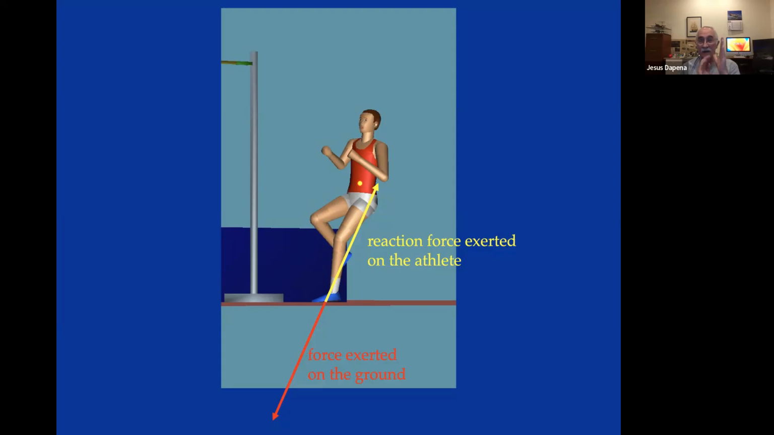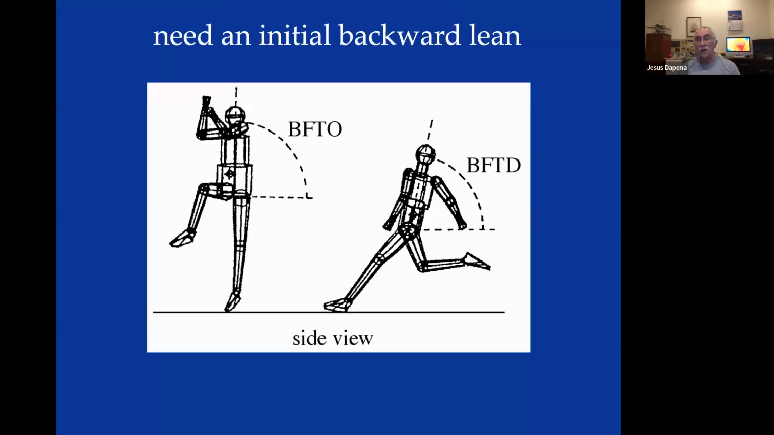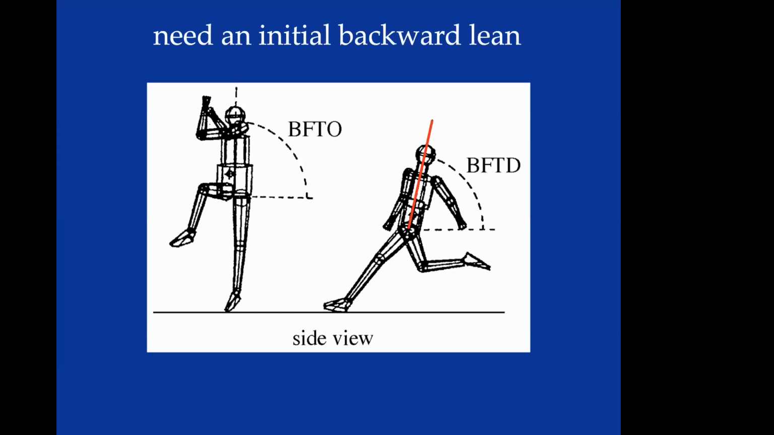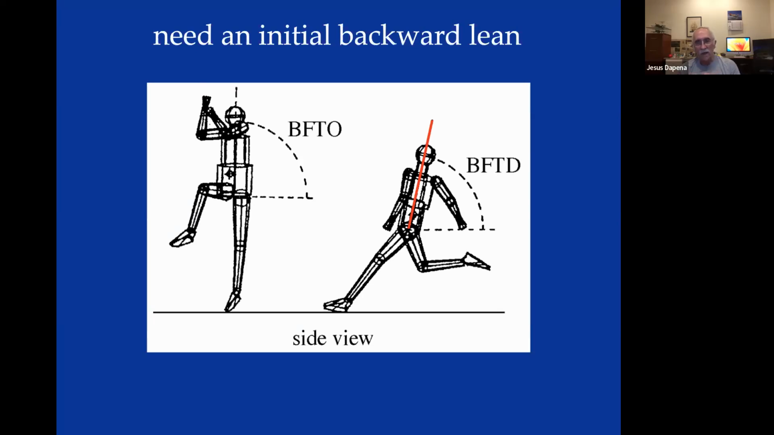Okay, so we want to be vertical at the end of the takeoff, but we will be rotating counterclockwise during the takeoff phase. So how do you have to be at the beginning of the takeoff phase then? Well, you have to have a backward lean at the start of the takeoff phase. So here, you see the red line, that's the backward lean of the body at the start of the takeoff phase. Now, I have to make a clarification here.